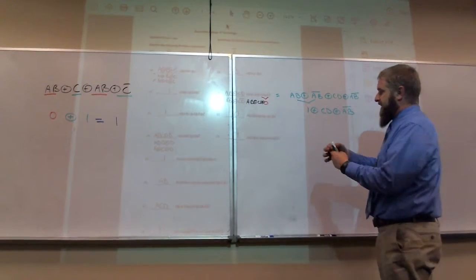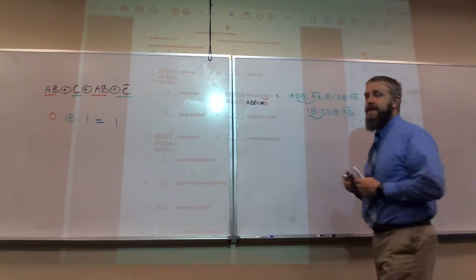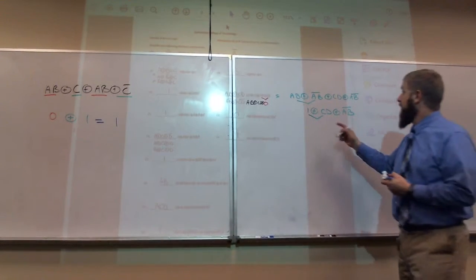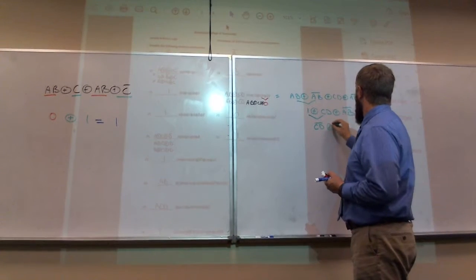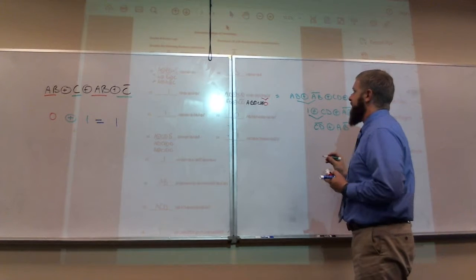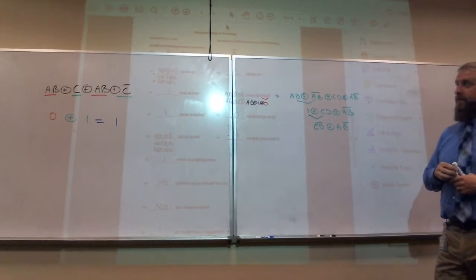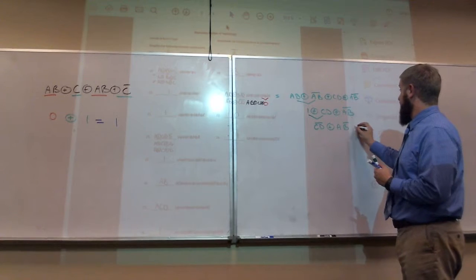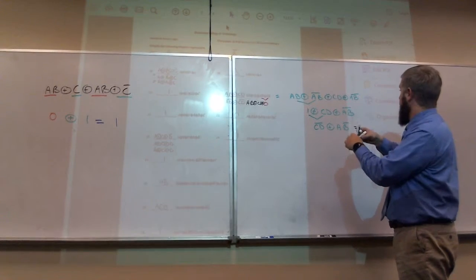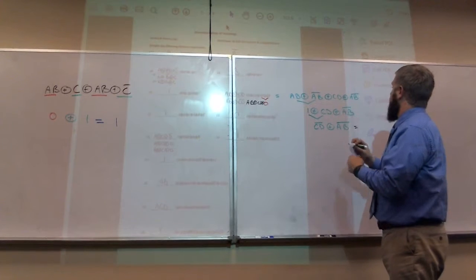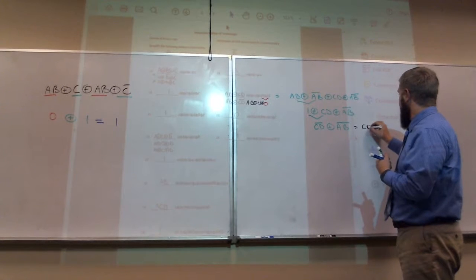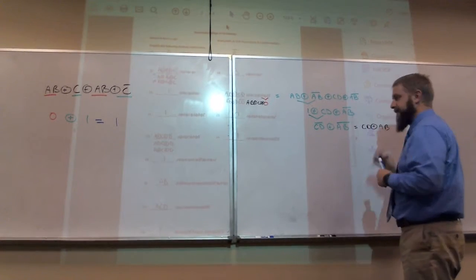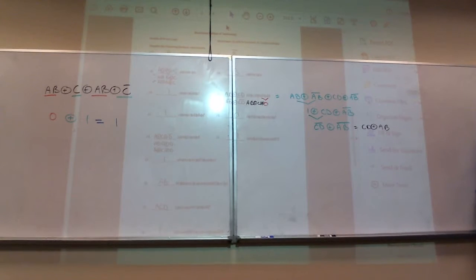However, we get an interesting result if we instead combine these two. 1 XOR CD would be CD naught XOR AB naught. Why is that interesting? Well, that's because it's the same as CD XOR AB. Is that correct?